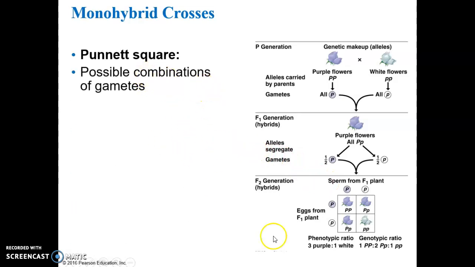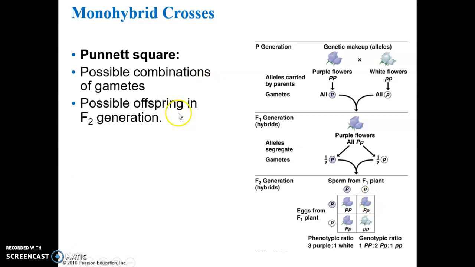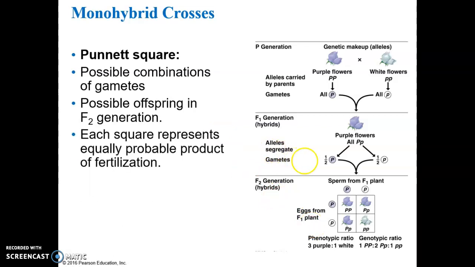So the Punnett Square is used to keep track of the possible combination of the gametes, and the genetic information then determines the physical characteristic of the offspring. So this is used to determine the possible offspring in both the F1 and the F2 generation. And each square represents the equal probable product of fertilization.